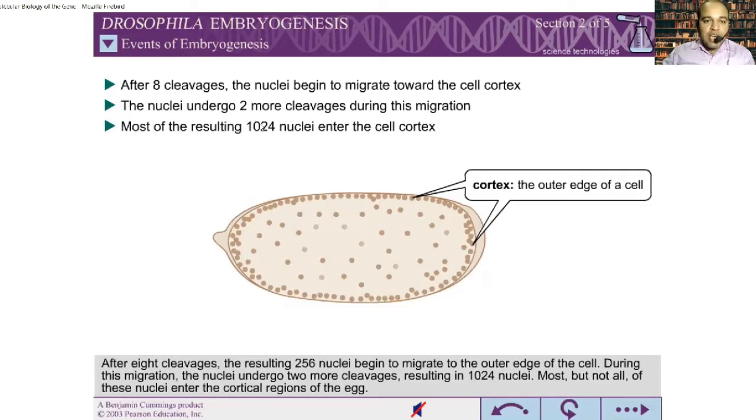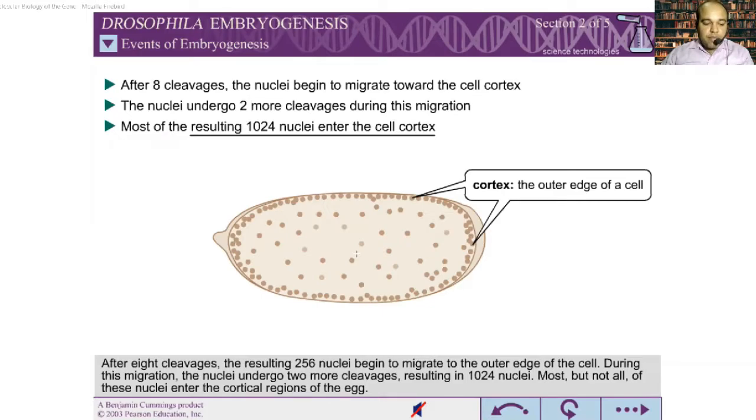How many nuclei will be produced? Approximately 1024 nuclei are going to be produced, and these nuclei are going to enter into the cortex region of the developing embryo. Most of them enter the cortical regions of the egg, and certain ones remain within the medulla region.